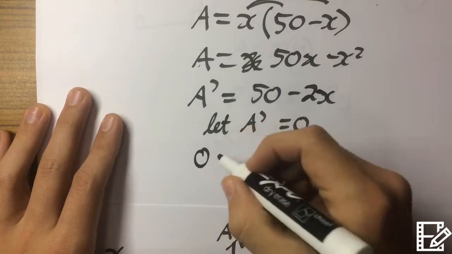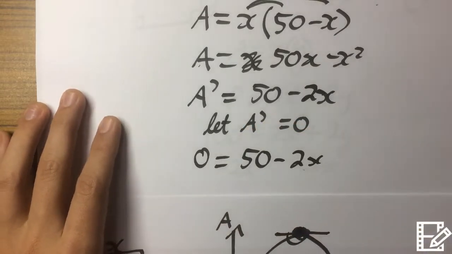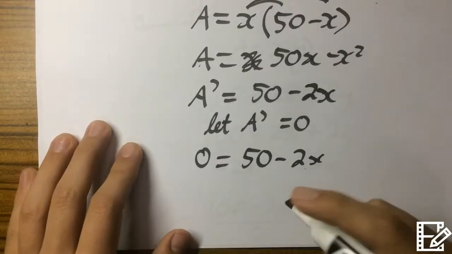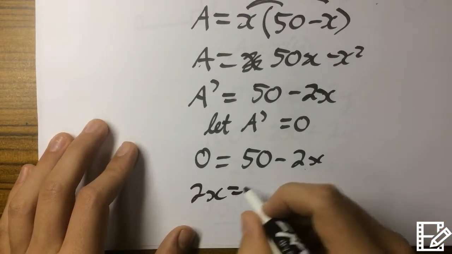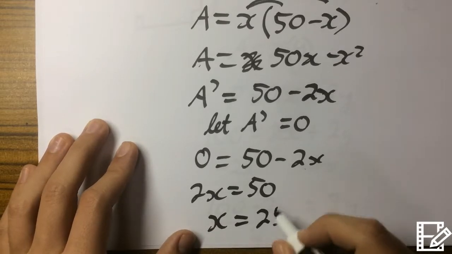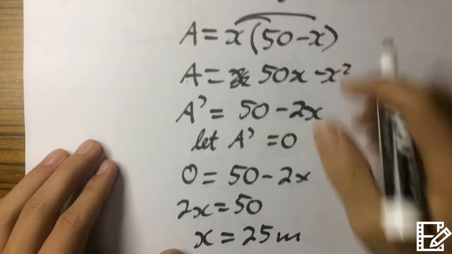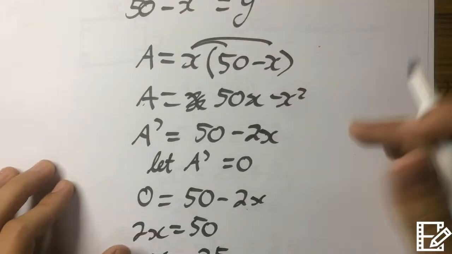So we let it equal 0. We get 0 equals 50 minus 2x. Add 2x to both sides. 2x equals 50. Divide by 2. We get x equals 25. And write meters. Okay? Which makes sense. Followed by the next bit.